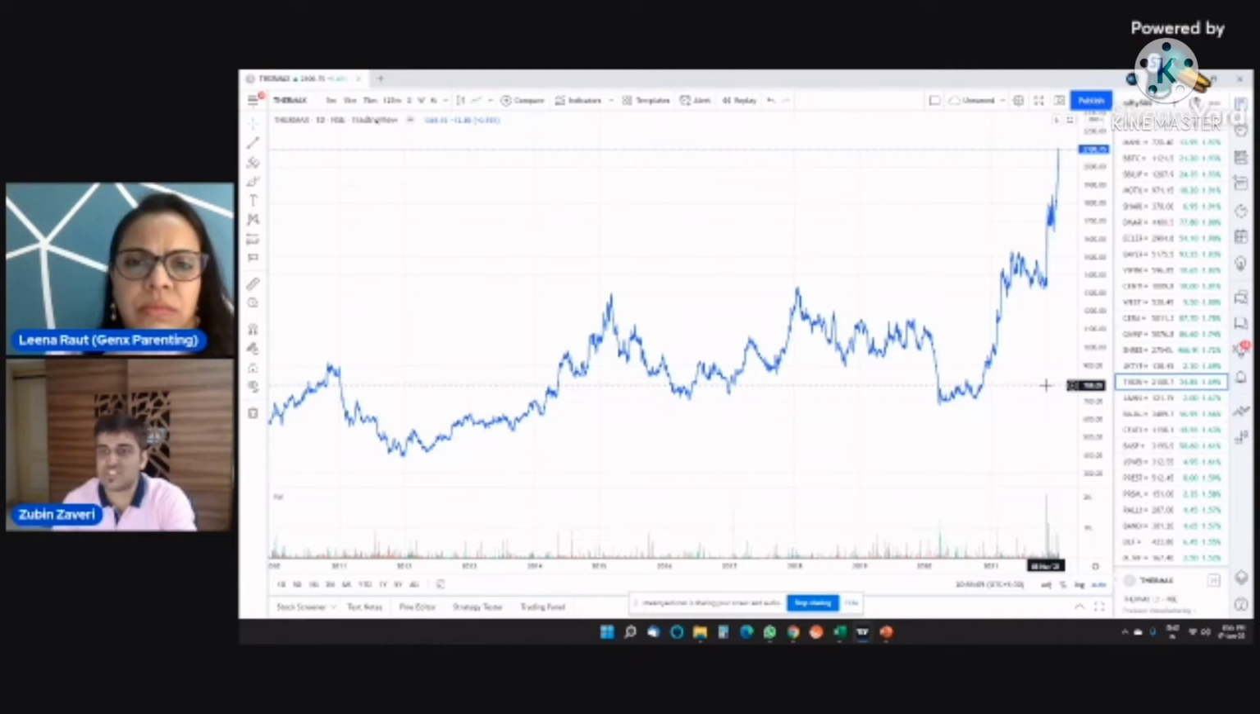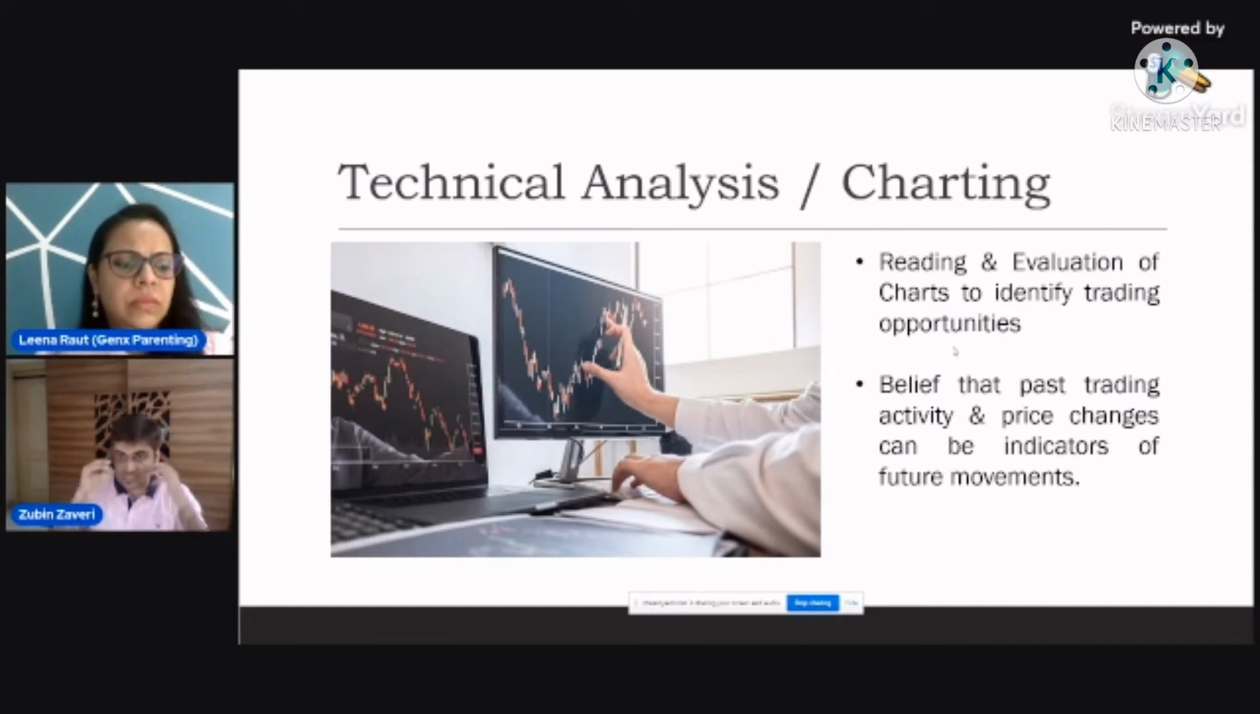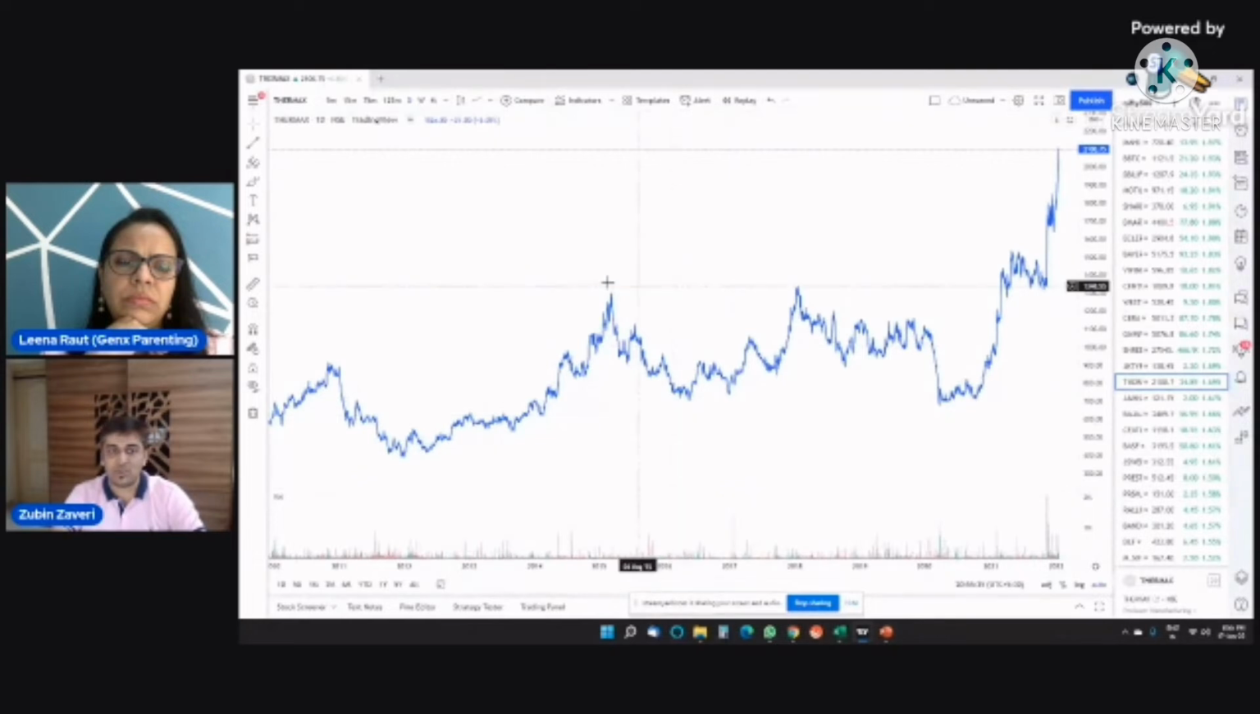Now, what is a chart? Basically, what is the definition of a chart? When you are reading a particular chart, you are trying to evaluate and find out whether there are any buying or selling opportunities or not. This is the objective of reading the chart. There is a belief that whatever has happened in the past repeats. So with charts, we try to read what has happened in the past, and looking at the past, we try to predict what can happen in the future.